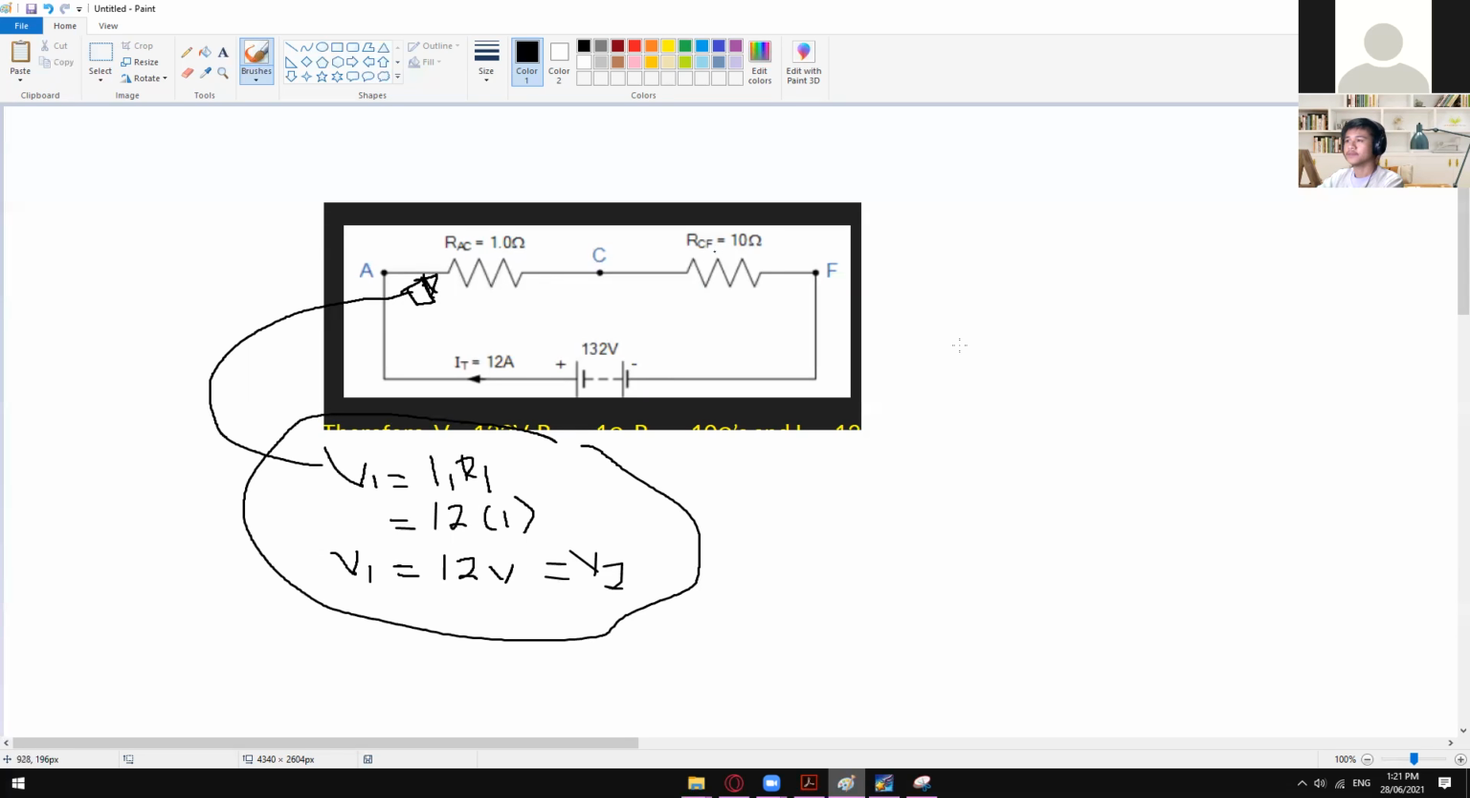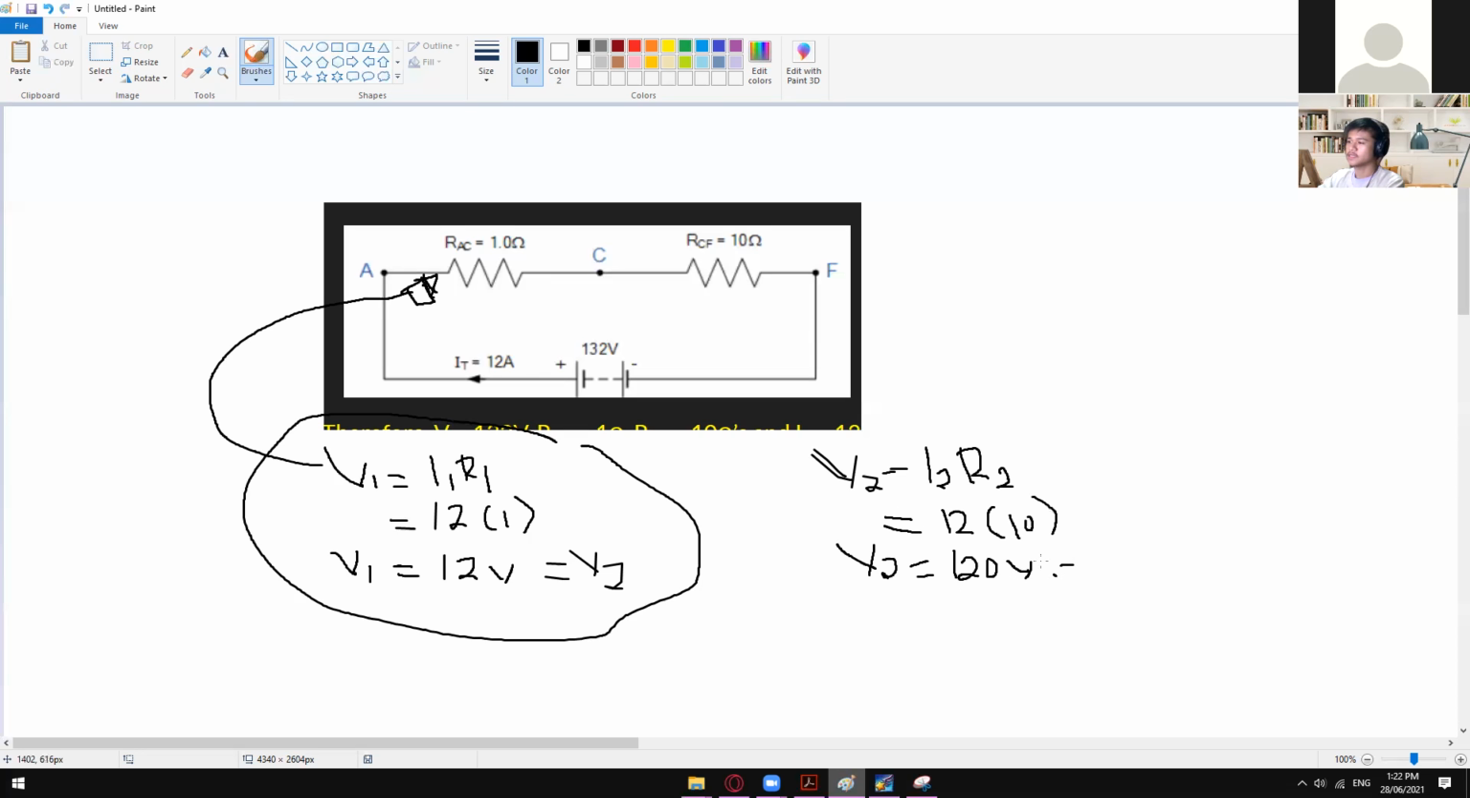For this part, the same concept. Let's say this is your second voltage drop, V2 is equal to I2 times R2. Let's just say that this RCF is your R2. So I2 is still 12 amps, since again we have a series connection, so all of your current values are the same. So I2 is 12 and R2 is 10. So V2 is now equal to 120 volts.